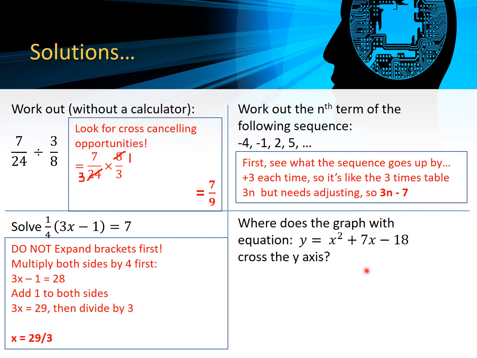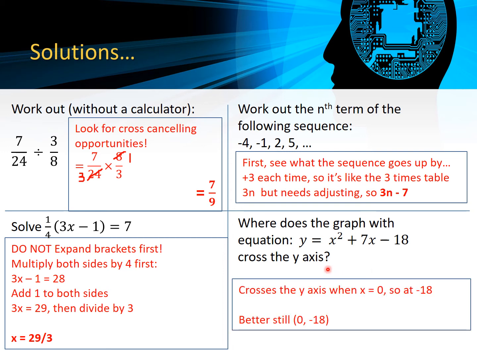And then the last one, where does the graph with this equation cross the y-axis? Well, it crosses the y-axis when x equals 0. So if this was 0 and this was 0, then y is negative 18. So it crosses the y-axis at negative 18, or (0, -18) as a coordinate. Make sure you've marked it, green pen, anything you need to do. Again, if you need to pause the video at this point, do so, and then we'll do our formula quiz in a second.